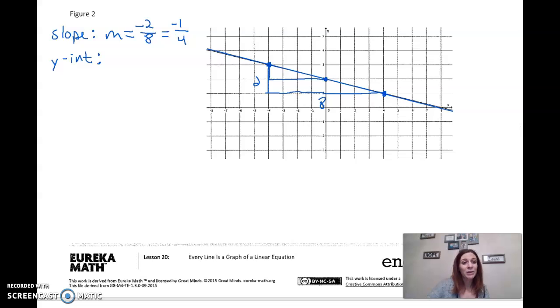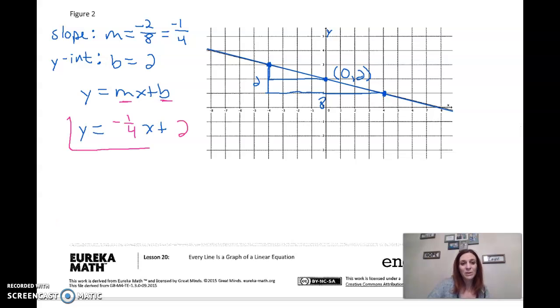My y-intercept, remember, in our equation is my b. Where is it hitting my y-axis? It's intercepting it right here at the point 0, 2. So my y-intercept is 2. Then all you have to do is plug that into our slope-intercept form, which is y equals mx plus b. We fill in the m and the b. So y equals my m, my slope, which is negative 1/4, times x plus my b, which is 2. And we just wrote an equation for a line.